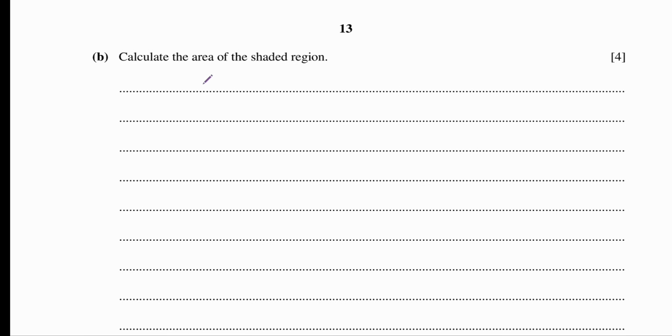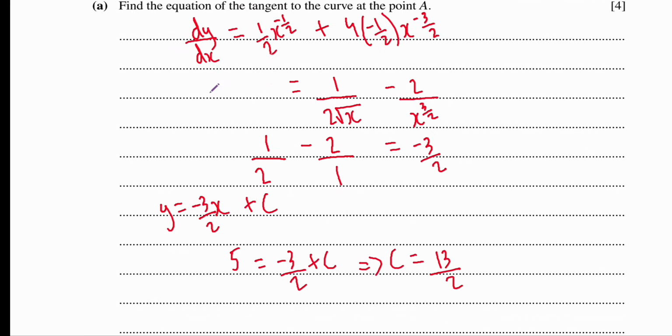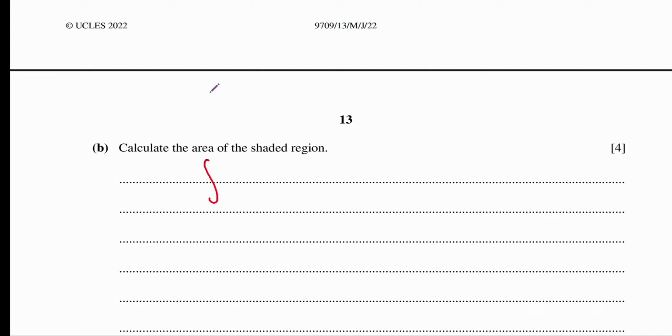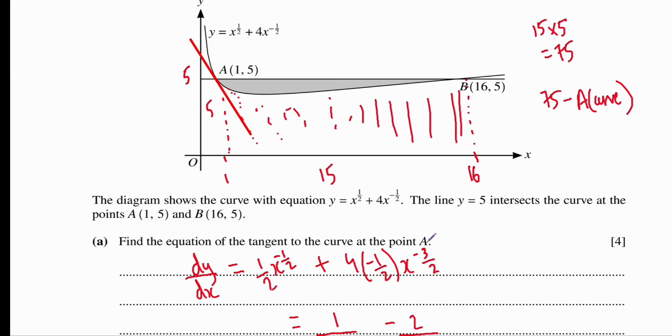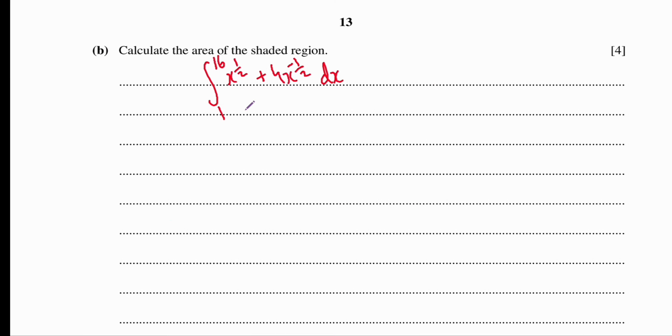So to calculate the area, we're going to do the integral of the function x to the half plus 4x to the negative a half with respect to x. And we're going to go from 16 to 1. I think those are the bounds. Yeah, 16 and 1. People say we're going to go from 1 to 16. Same thing. Just make sure you write it in the right order.